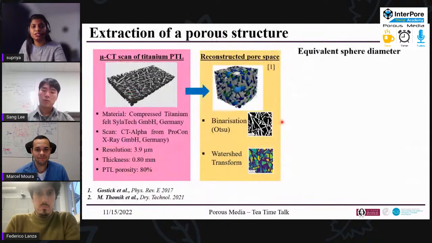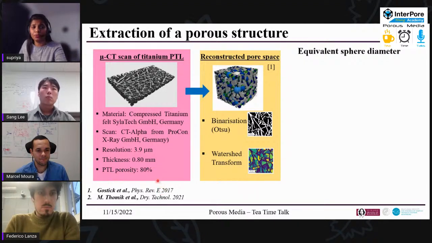So with this, how do we extract this porous structure? We have the titanium felt PTL, which is bought from Silatec, Germany. And then we do our in-house micro CT scans with a resolution of 3.9 micrometer. And as I said, the thickness is around 0.8 mm and the material porosity is around 80%.